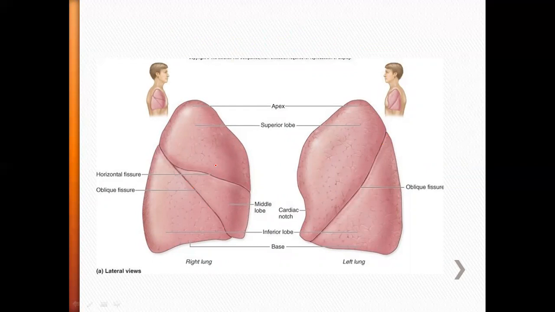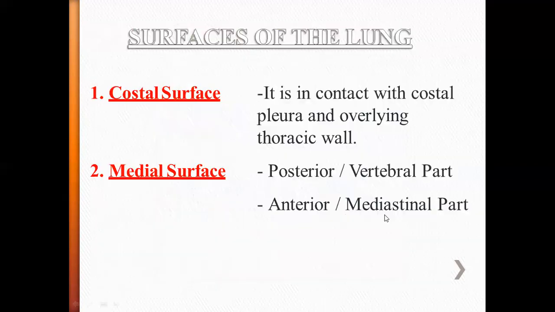This is our right lung. What is this lobe called? Upper lobe. This one is the middle lobe. This one is the lower lobe. This is again the upper lobe. This one is the lower lobe.